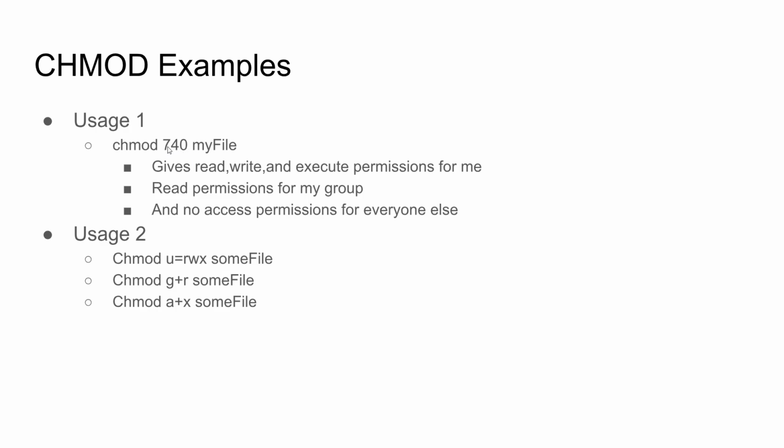So this is giving myself read, write, and execute permissions over this file. I'm giving everybody in my user group read permissions, so they're able to read that file, but they can't change it or run it. And then everybody else in the world cannot read it, they can't write it, and they can't run it. Any questions here? Then we'll go back to the other format as well.